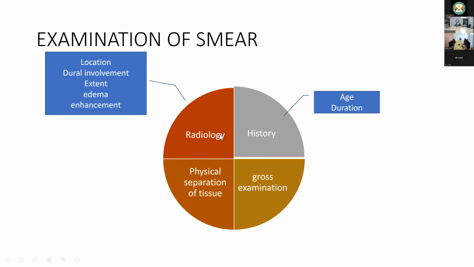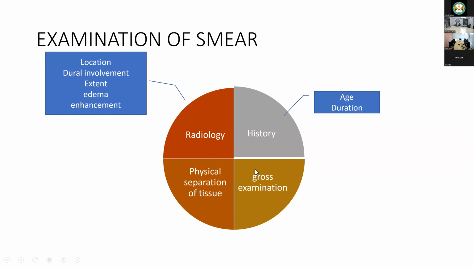Next is radiology. We should have good radiology friends for interpretation because they can help us a lot. From radiology, we can get the location, whether it is intraaxial or extraaxial, and whether dural involvement is there or not, because dura-based tumors like meningiomas and the PXAs can also show dural attachment. And the extent of the tumor, edema, enhancement, because in glial lesions, the enhancing glial lesions are most likely to be high-grade gliomas.